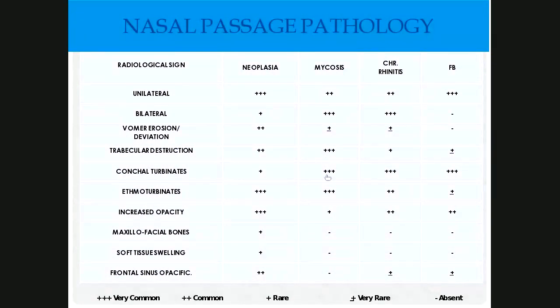Conchal turbinates, these are the ones that are more rostral. So mycosis, chronic rhinitis, and foreign body tend to occur more rostrally in the nasal passages, versus neoplasia, which is more likely to affect the more caudal ethmoturbinates, although mycosis can also affect them. Increased opacity is more common with neoplasia because it tends to be a soft tissue mass, whereas chronic rhinitis and foreign body tend to be more exudative. Maxillofacial bone lysis, soft tissue swelling, and frontal sinus opacification are all more common with neoplasia, and much less likely with chronic rhinitis and foreign bodies.